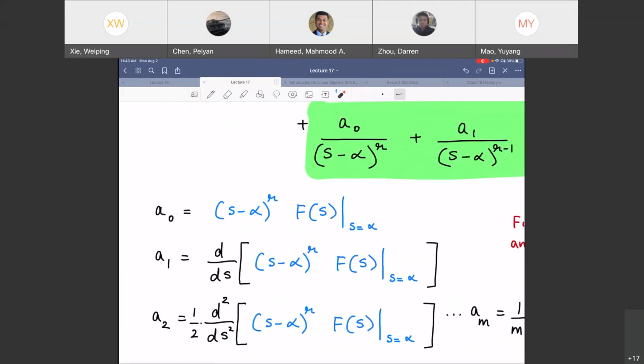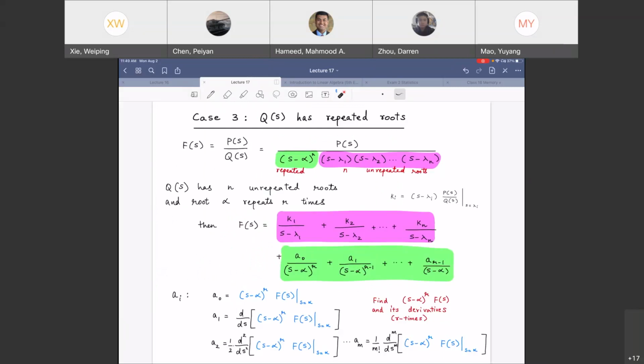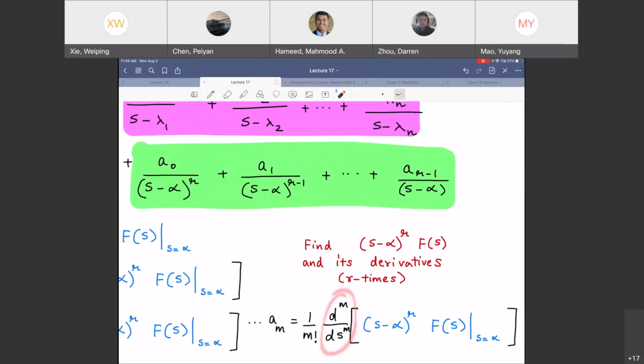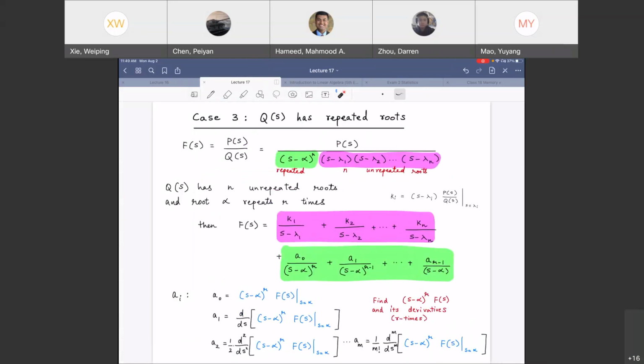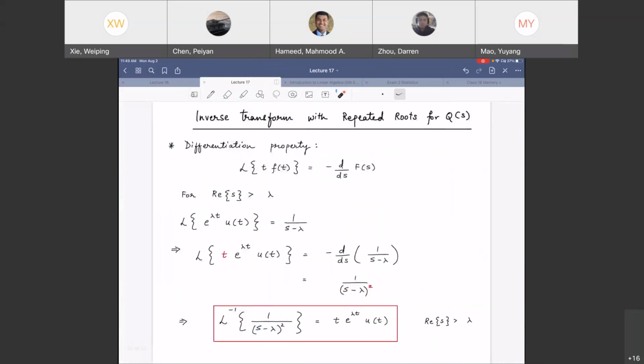Next, A1, differentiate this. What is this? F of s multiplied with s minus alpha raised to r, so that cancels out. S equals alpha, you already know that, right? You just got it for A0. Differentiate that once with respect to s, you get A1. Differentiate that with respect to s twice and divide by 2, you get A2. In general, for A sub m, any coefficient here for the repeated roots, differentiate with respect to s m times and divide by m factorial. So you don't need to prove this, just identities, you can use it.